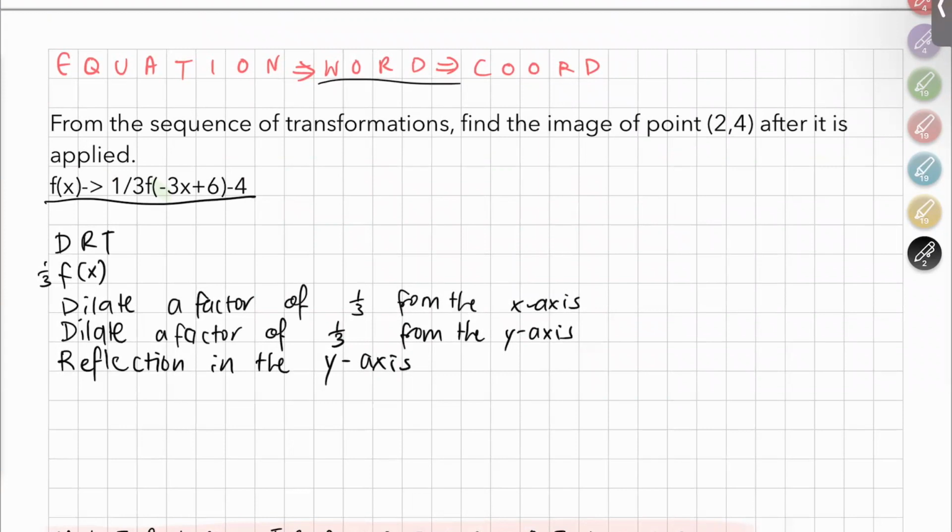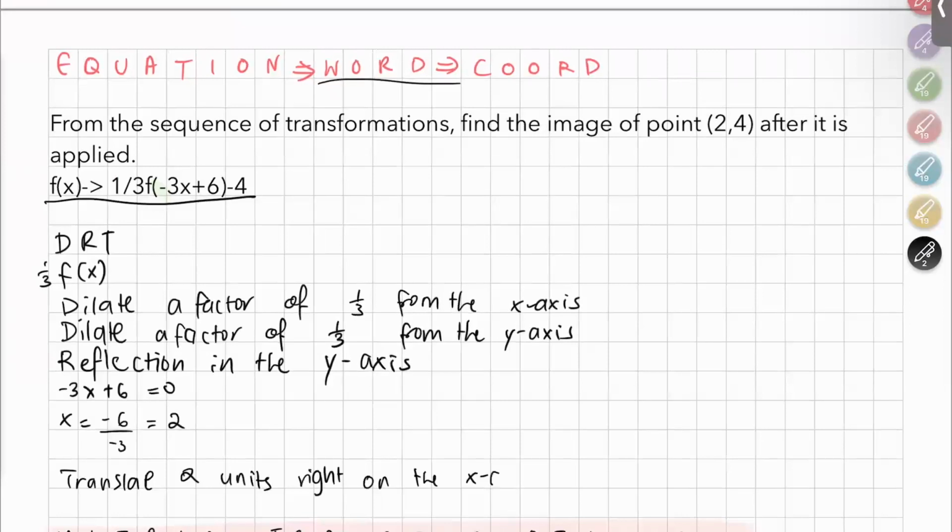Now, let's look at the translation. So, just use null factor law, -3x plus 6 equals 0. Your translation, you move that to the other side, that's -6 over -3 equals 2. So you translate 2 units right on the x-axis, and then for your y, you just translate 4 units down, 4 units down the y-axis.